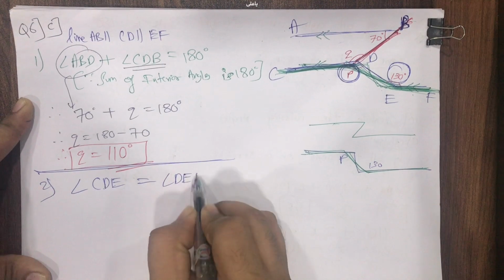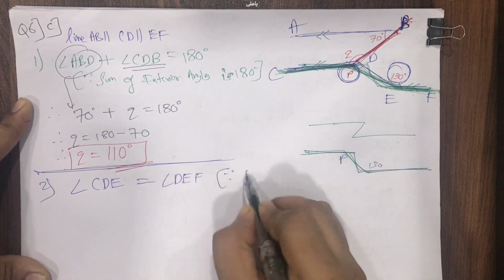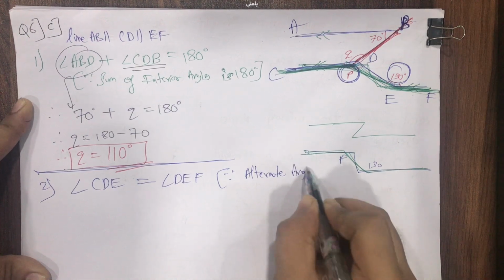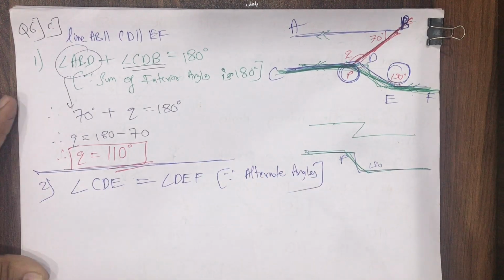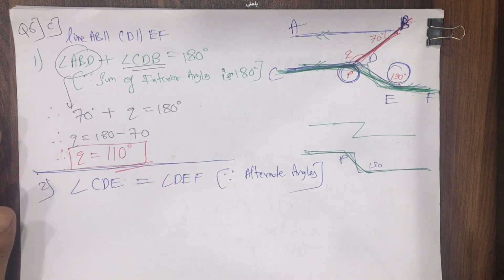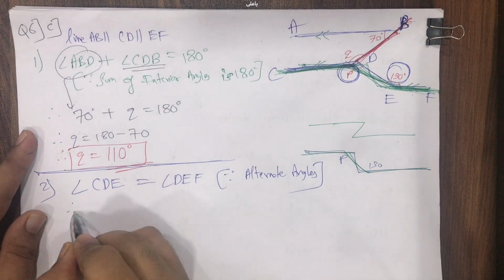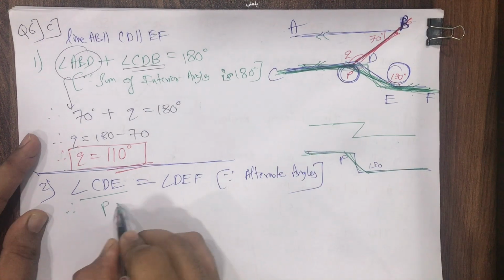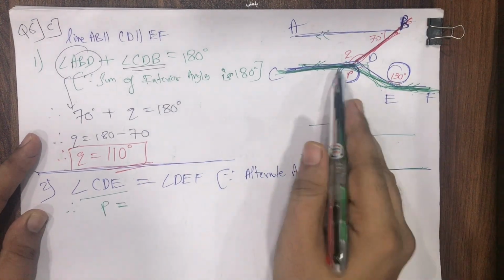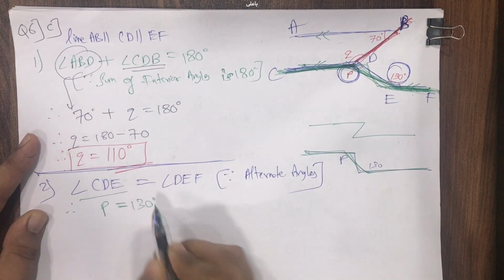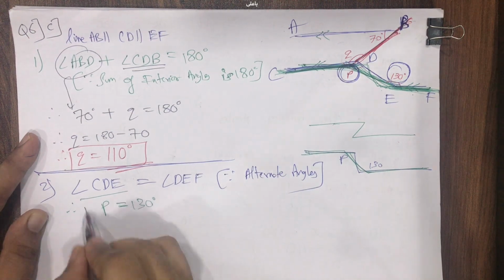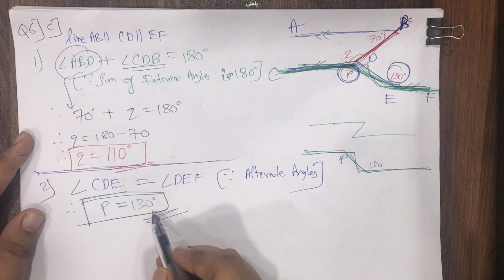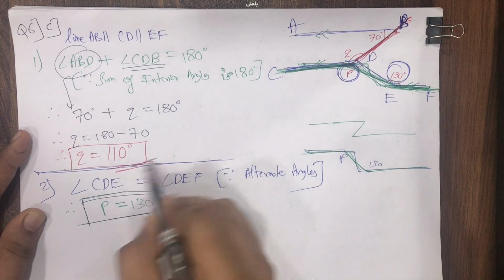Angle DEF. The reason will be alternate angles. Alternate angles, please. So therefore, what's the value of angle CDE? CDE, this P, is equal to DEF. DEF is 130 degrees. So that's it. We got the value of this P also. So the value of P is 130 degrees over here, and the value of Q is 110 degrees.